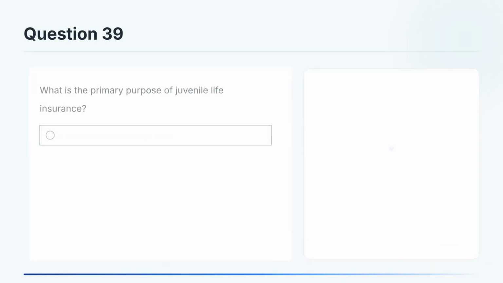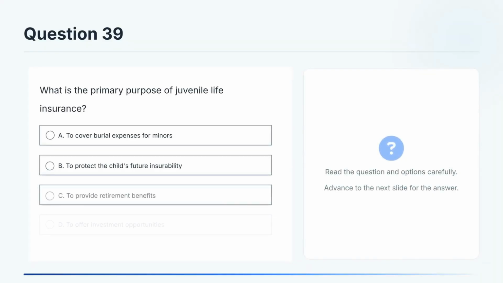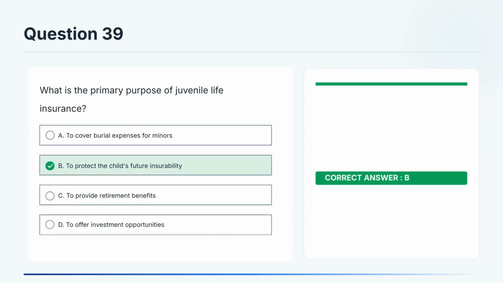Question 39. What is the primary purpose of juvenile life insurance? A. To cover burial expenses for minors. B. To protect the child's future insurability. C. To provide retirement benefits. D. To offer investment opportunities. The answer is B. To protect the child's future insurability.